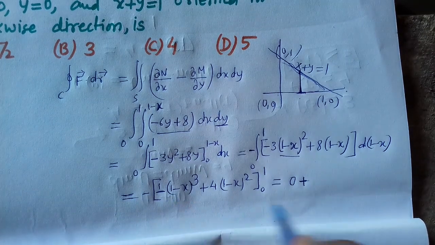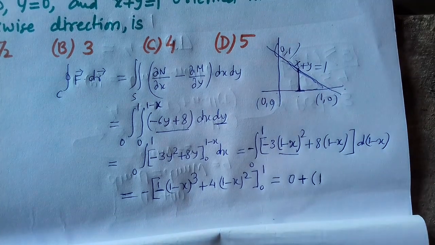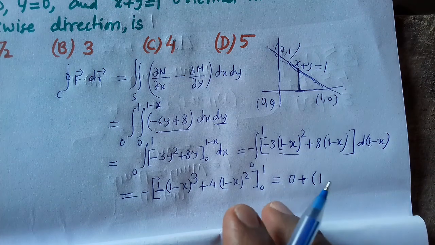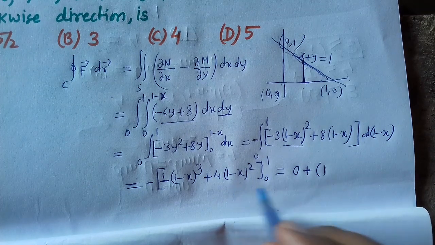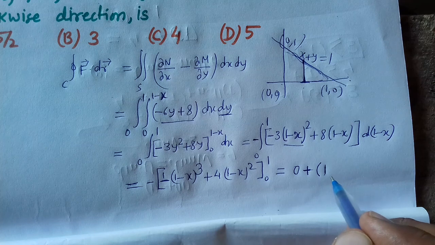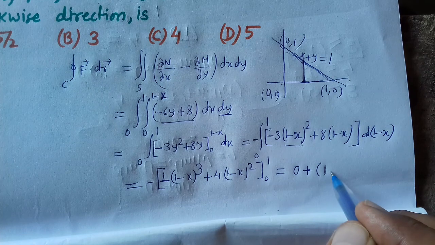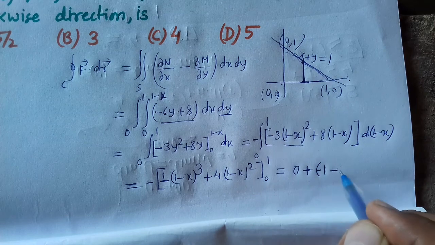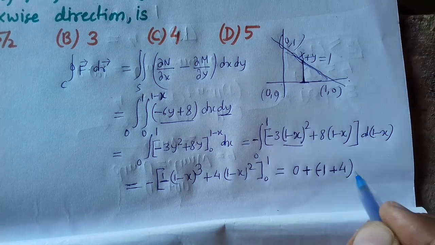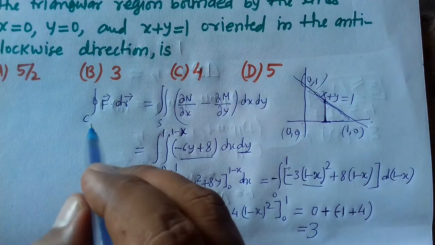Putting 0 gives us, here will be 1, here will be 1, and here will be minus 1, here will be 4, and this gives us 3. So 3 is the right answer. Option B is correct.